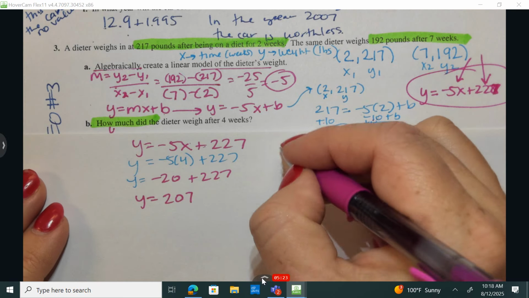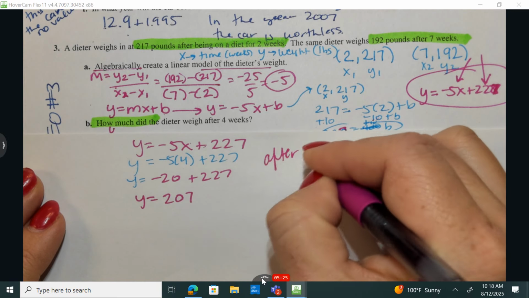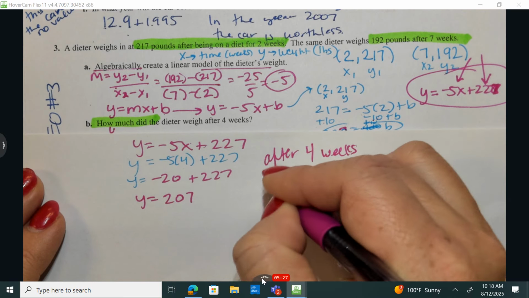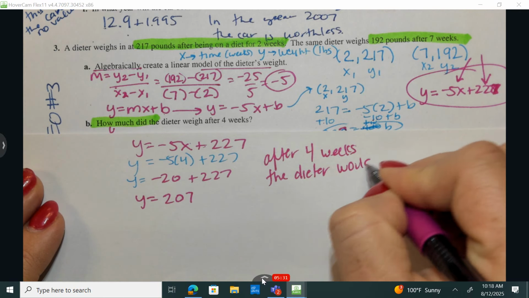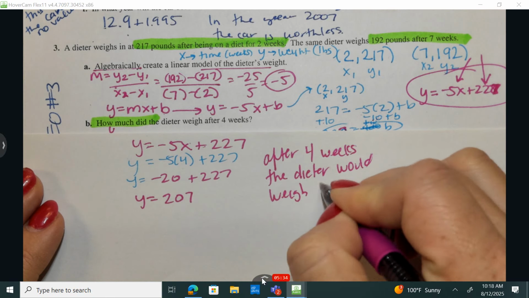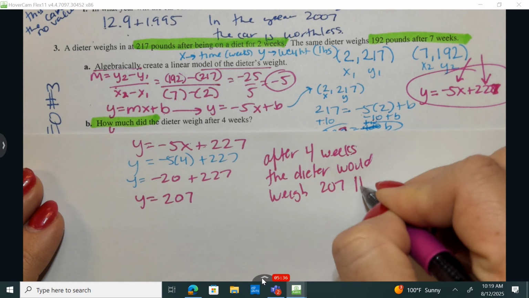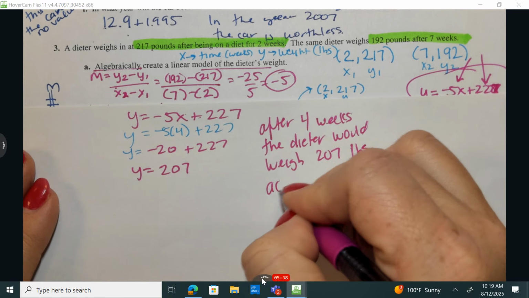So it could be as simple as this. After 4 weeks, the dieter would weigh 207 pounds according to this model.